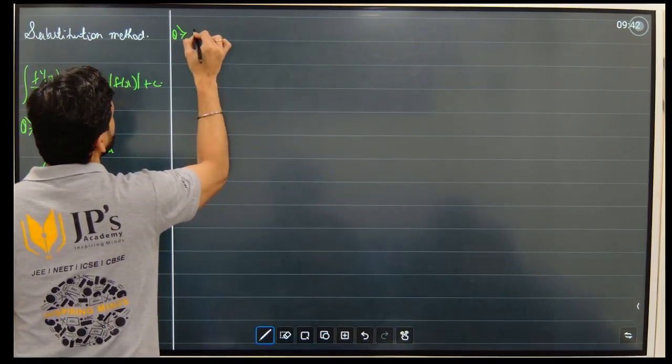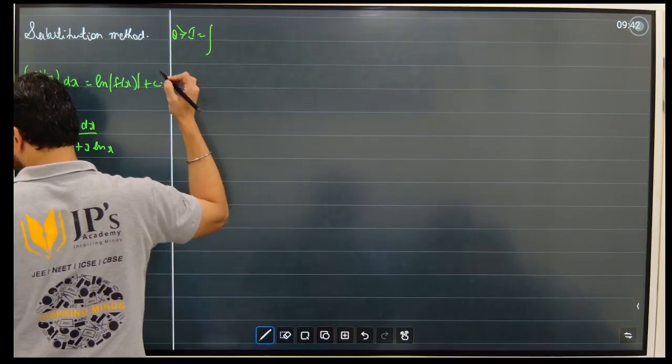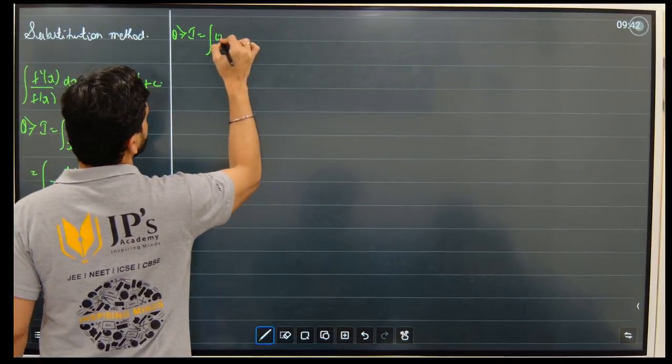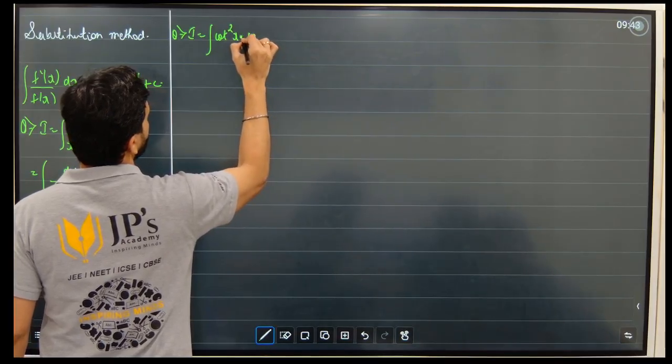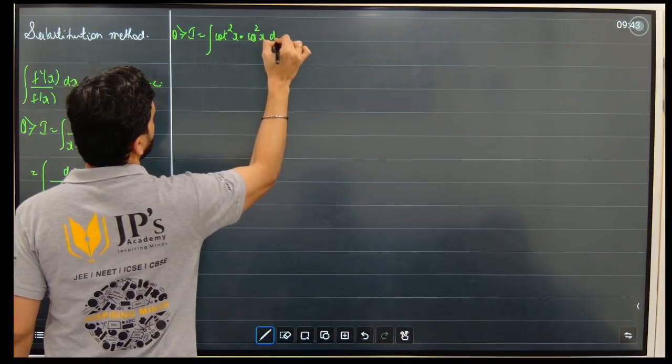Now, if my question is this: I is equal to integration cot square x multiplied into cos square x dx.